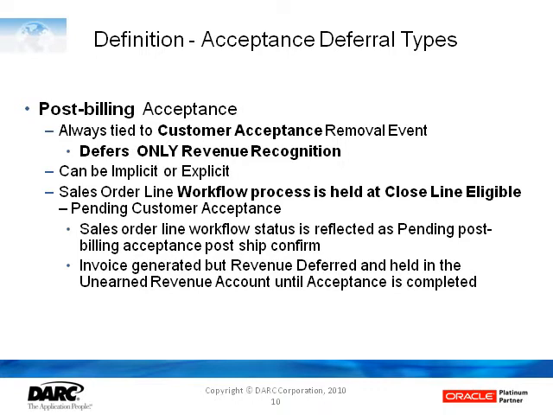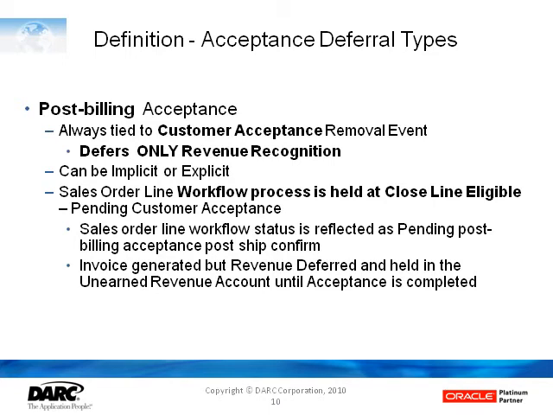The next type of deferral or billing type is known as post-billing acceptance. Again, just how it sounds, after billing, after invoicing. This acceptance method is always tied to a customer acceptance removal event. So the customer has to accept it to actually let it go further. The post-billing, because it's done after invoicing, only defers the revenue recognition. Again, this can be completed either implicitly or explicitly.